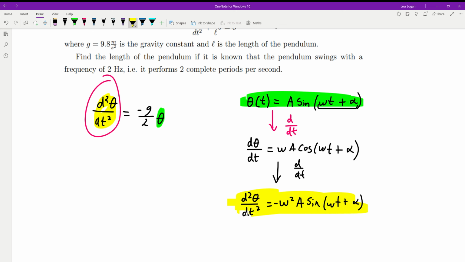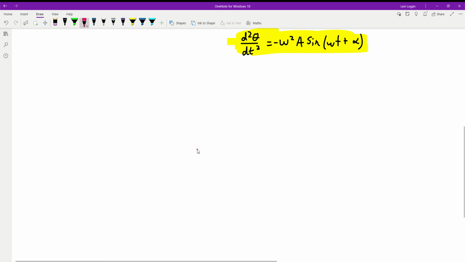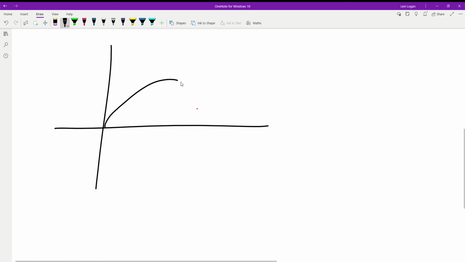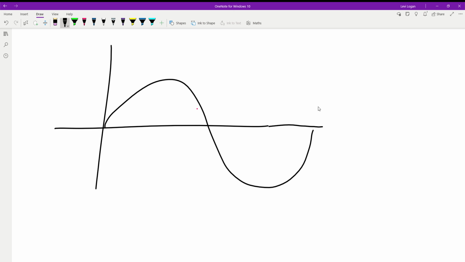Now we need to understand what this actual omega means. This omega is like the factor that compresses our period in our sine function. If we look at a normal sine function or cos function, it's the same thing. A sine function has a period distance of 2 pi.